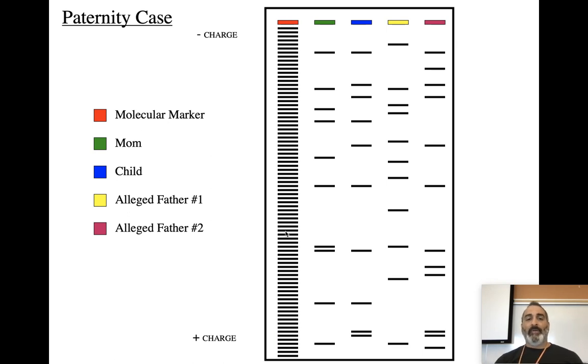Here's another one. Alleged father one and two. If you look at it, mother, child, father one, father two potential. So you look at it. There's that one. This one doesn't match that one. It matches over here, over here, over here, over there, so on and so forth. All the pieces match. This one, if mom and dad both have it, you assume it came from mom because mom gave birth, so we know that's the mother. Right here, over here. So alleged father number two is the father in this one.